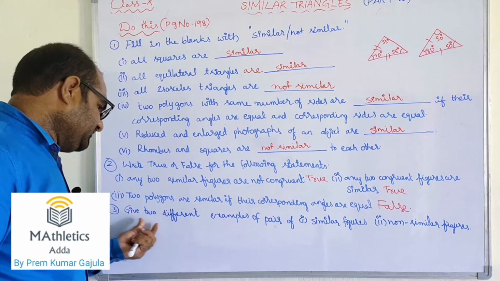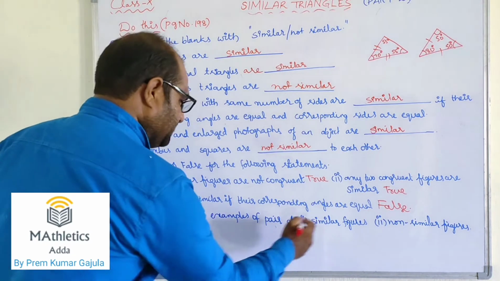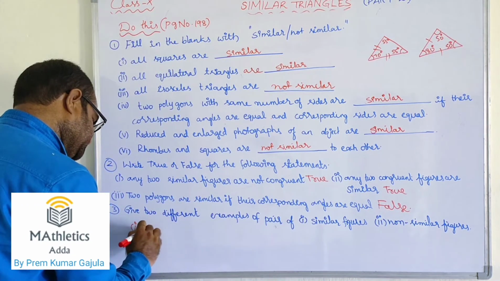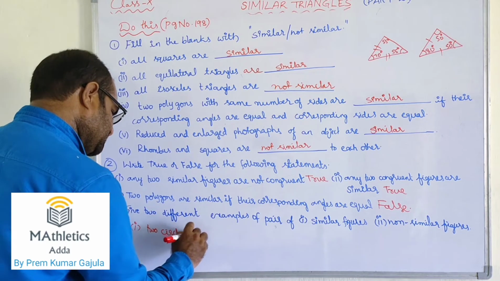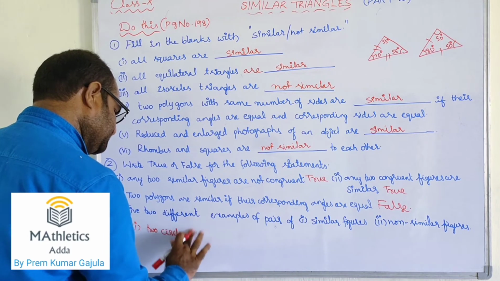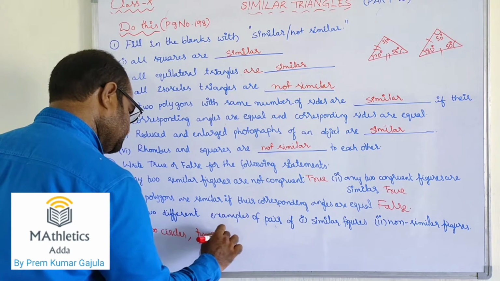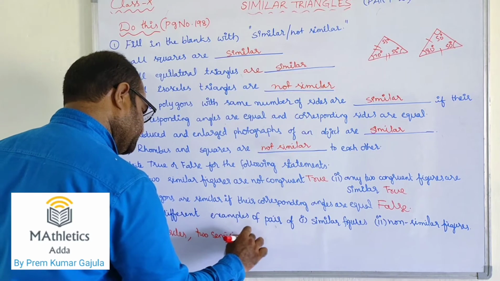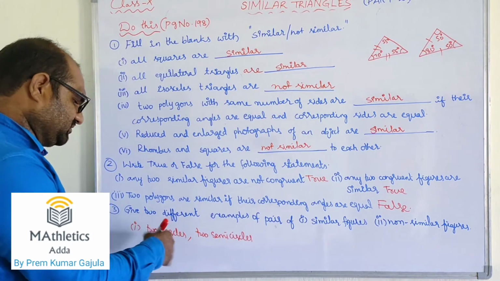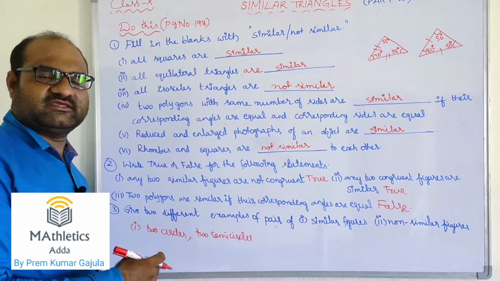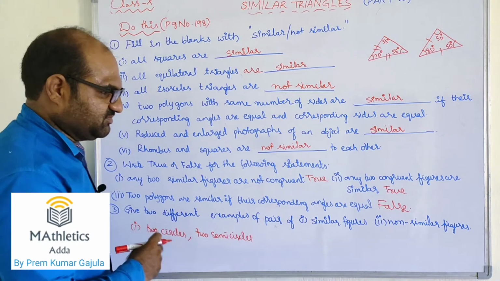Now the third question: give two different examples of pairs of similar figures and non-similar figures. For similar figures, we can take two circles, and as a second example we can take two semicircles. Why? Because circles are the same, making 360 degrees at the center, so they look round, and semicircles also make 180 degrees at the center, so they also look like half circles, and the half circle shape is the same.